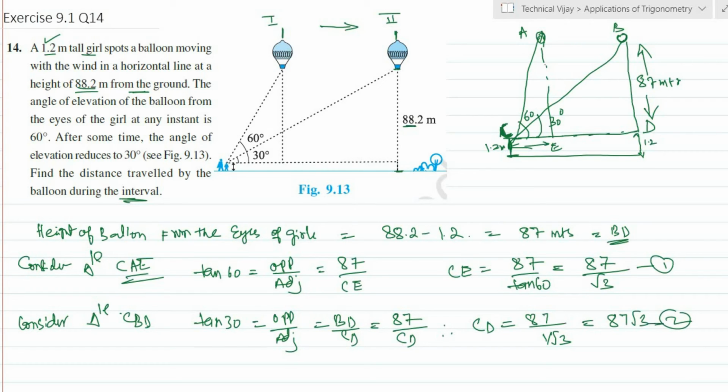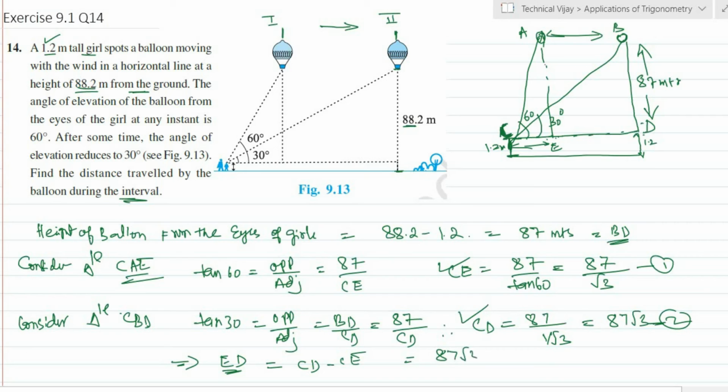This is the second equation. So CE we know, CD we know, so that ED we can calculate. Now ED is equal to what? ED, that is the distance travelled by the balloon, which is called AB, is also equal to ED, which is equal to CD minus CE. CD minus CE is nothing but ED, and ED is nothing but the distance between A and B. So here CD is 87 root 3 minus 87 divided by root 3.